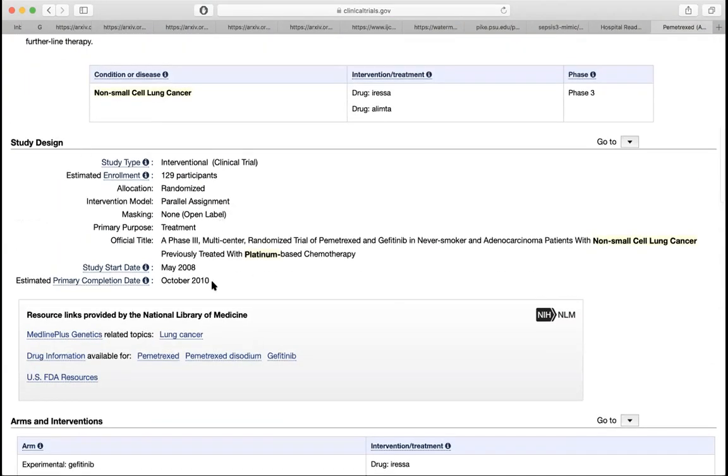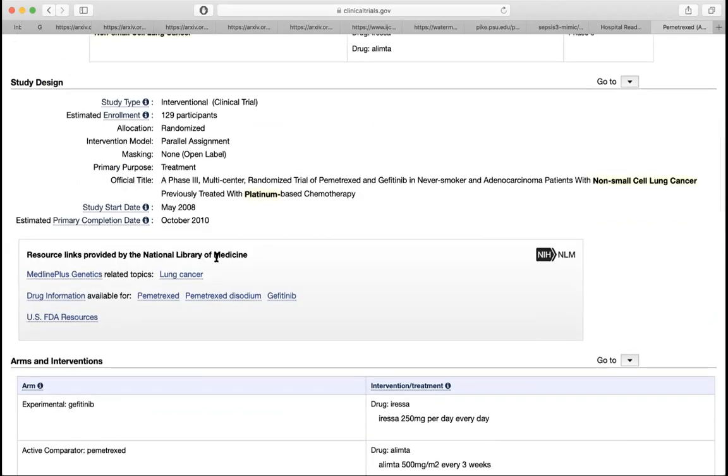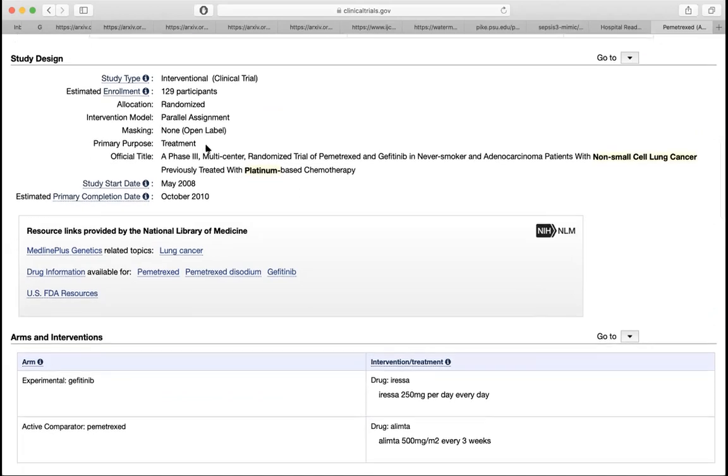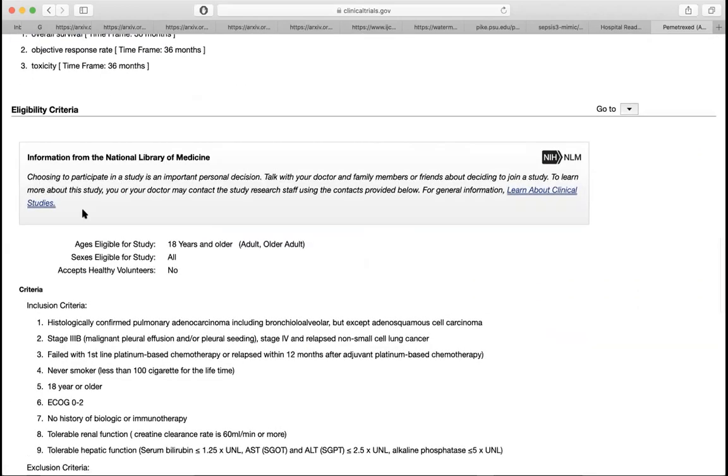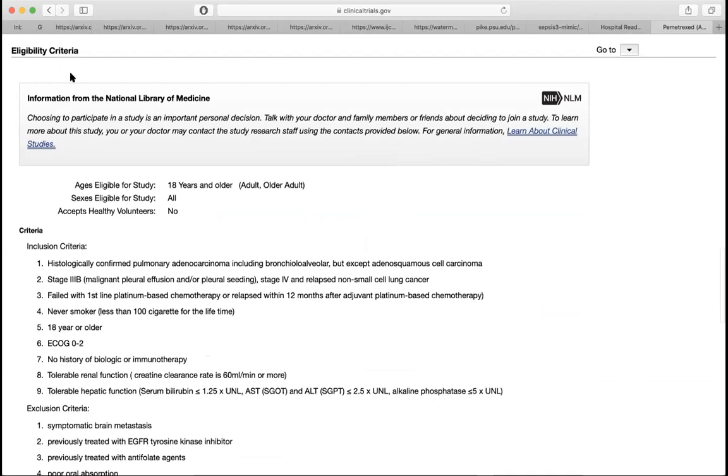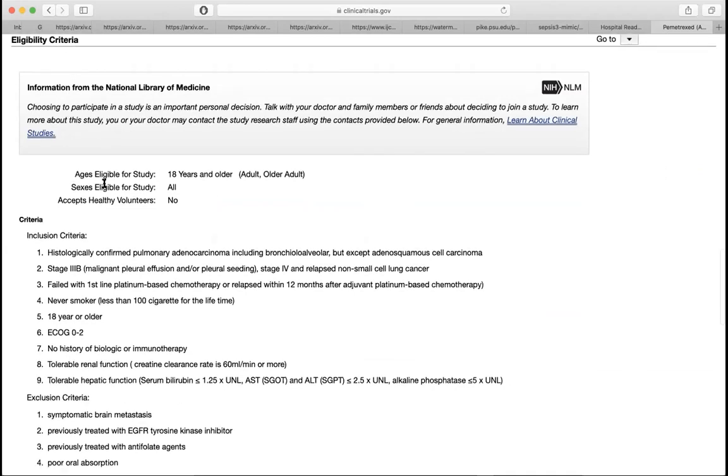So there's a bit of semi-structured data here. So study type, interventional, estimated enrollment 130 patients. So 130명 정도가 이제 임상 실험에 들어간 거죠. Official title. It had started in 2008 and then ended in 2010. 여기 보시면 이제 eligibility criteria가 있어요. 이게 inclusion, exclusion criteria인데 보시면은.